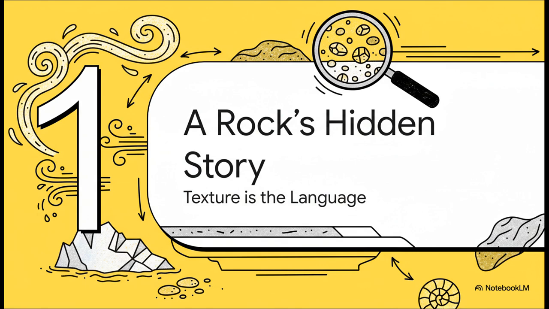And no, texture is not just about how a rock feels in your hand, rough or smooth. It's way more than that. It's a whole set of clues, a physical record, left behind by the powerful forces of wind, water, and ice that shaped our planet millions of years ago. It really is the key to unlocking everything.